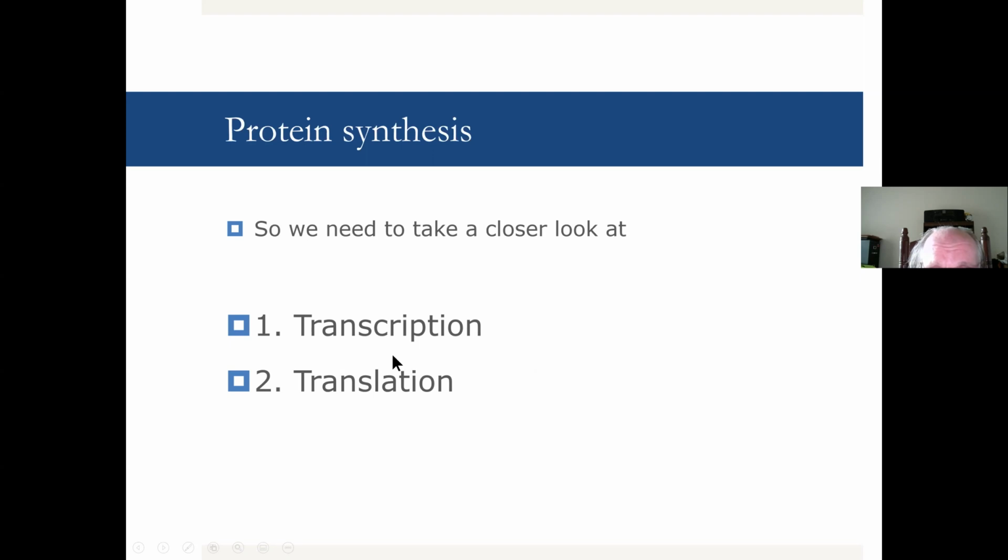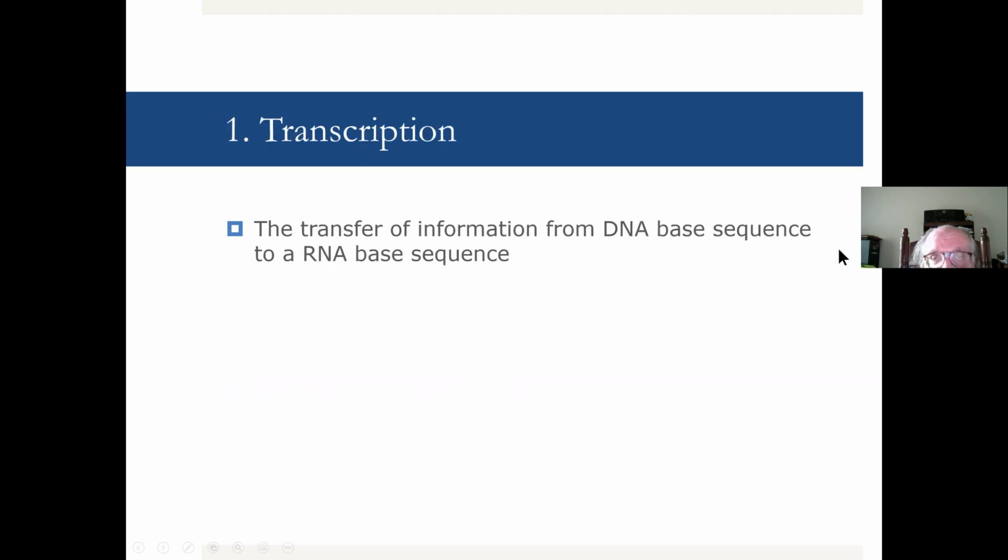Translation is taking the messenger RNA, which is the blueprint, in association with the ribosomal RNA in the rough endoplasmic reticulum or in the smooth endoplasmic reticulum, and using transfer RNA to read that blueprint and bring in the amino acid we need, okay? Transfer of information from DNA-based sequence to RNA-based sequence.